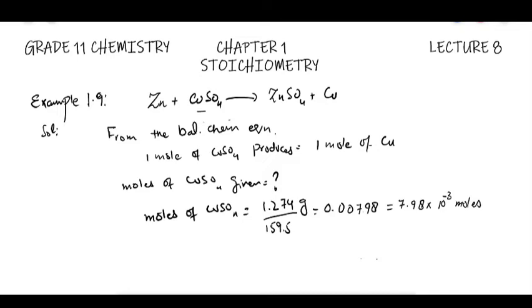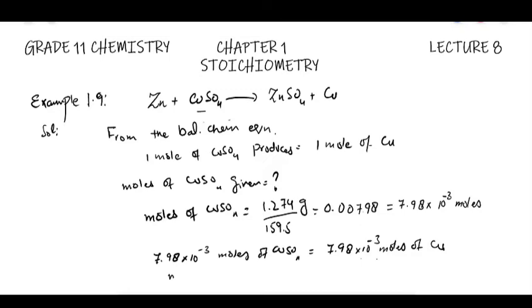So if 1 mole of copper sulfate produces 1 mole of copper, 7.98 into 10 raised to the power minus 3 moles of copper sulfate will produce 7.98 into 10 raised to the power minus 3 moles of copper. So what is the amount in grams of copper produced as a result?